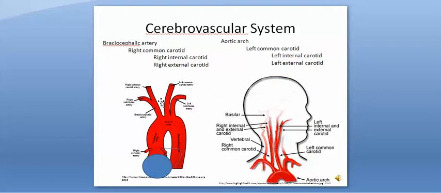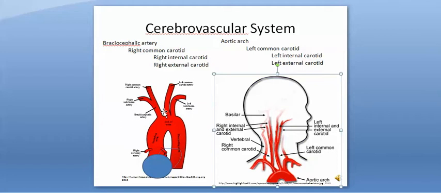Okay, so it's common carotid, and both common carotids are going to break off into internal and external carotid arteries. The only difference really is the brachiocephalic artery, or it's also called the brachiocephalic trunk. On the left side, we still have the left subclavian and the left common carotid.